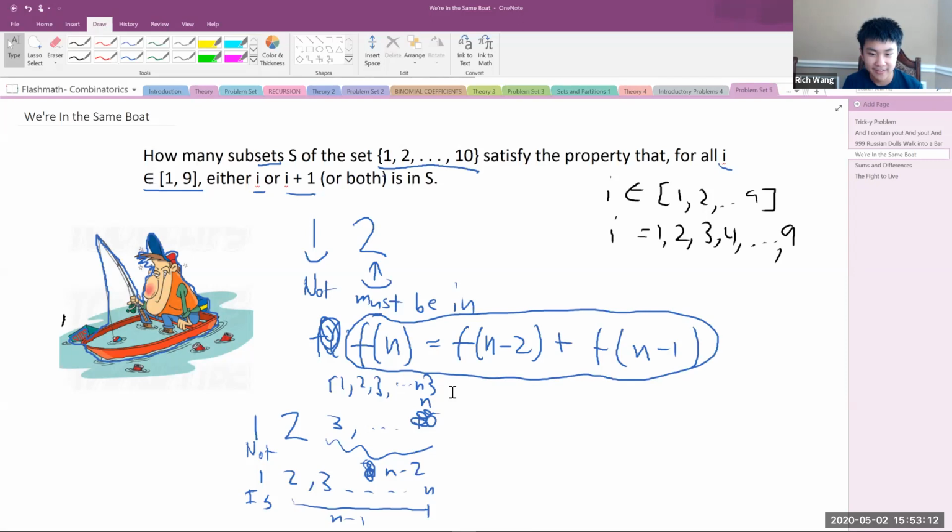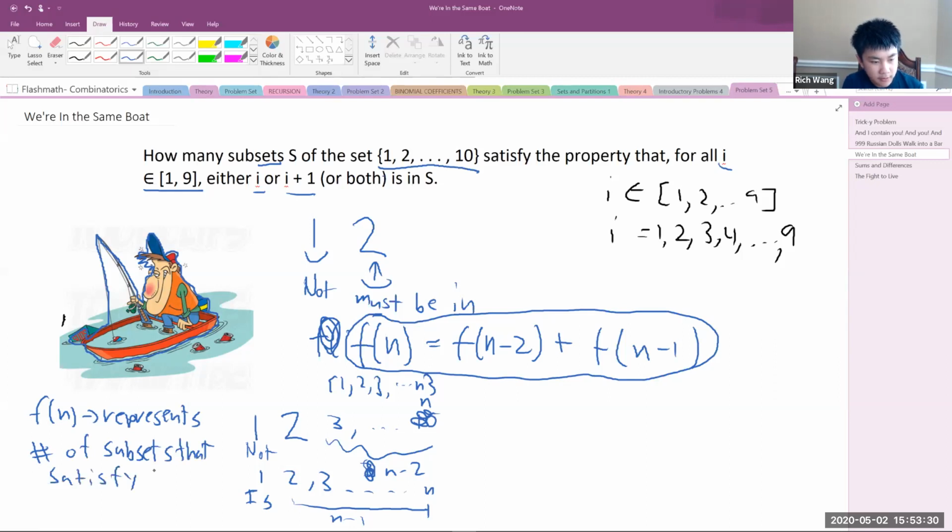What is that f? Oh, okay, so pretty much f of n represents the number of subsets that satisfy the conditions from the numbers 1 through n. So pretty much what we're trying to find is the value of f of 10. And this is a common thing in recursions, which I covered a couple weeks ago, but don't worry. So hopefully that answers it.